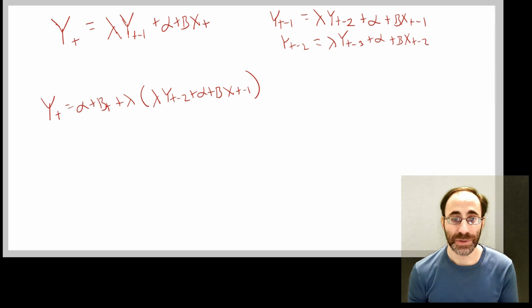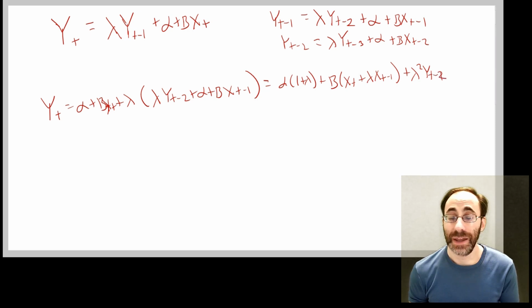Okay, and I can multiply out and collect some terms, and I get alpha times 1 plus lambda, and I get beta times x sub t, I dropped an x there, sorry, plus lambda times x sub t minus 1, and I get lambda squared y of t minus 2, sorry, and I can plug in t minus 2 for that, and then I do it again, and now I will get alpha times 1 plus lambda plus lambda squared. I'm going to go a little quicker here and skip a step. You can do it at home and add the step in if you want. All I'm doing is plugging in this thing for this thing and collecting terms again.